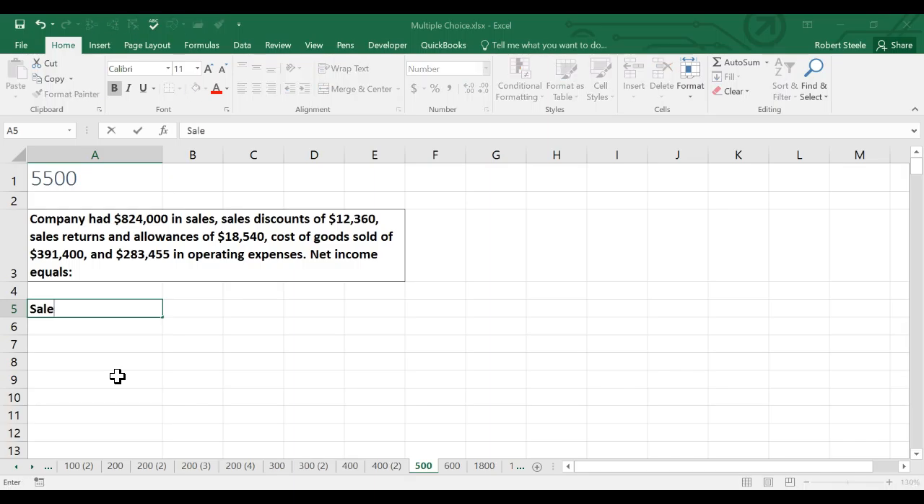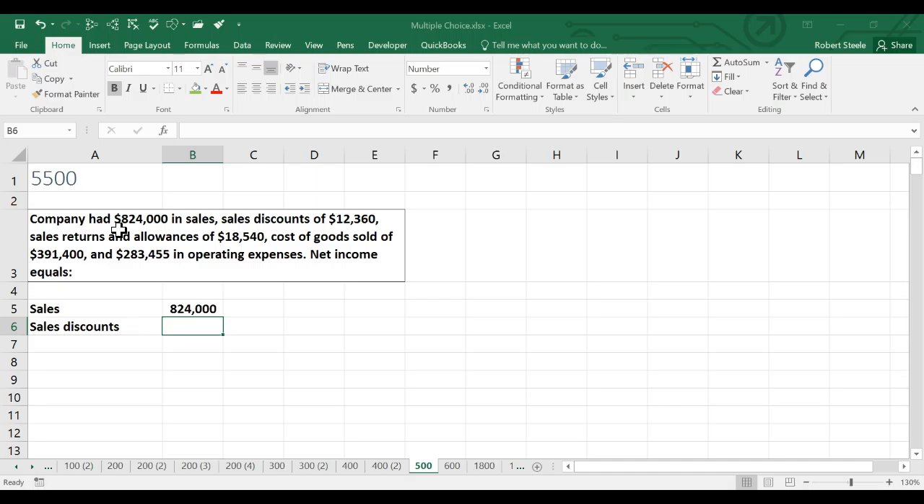So we'll start off with sales, which is revenue or income, and they gave us the $824,000. And then we have sales discounts. Sales discounts are an income statement account. It's not an expense, but it does reduce net income. It's basically a contra sales account, but in essence it's going to act like an expense, and net it's going to reduce income. So I'm going to put it in as a negative for this calculation. I'll put the things that are going to make net income go down as negative numbers.